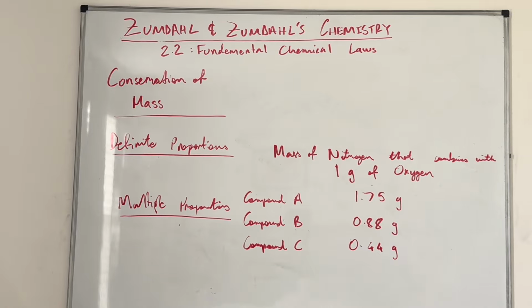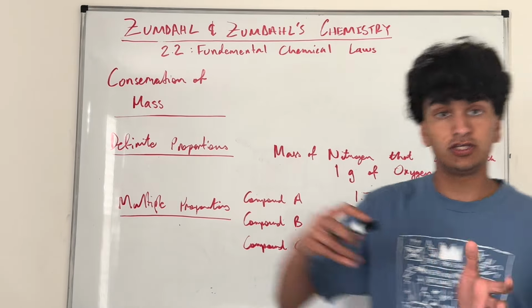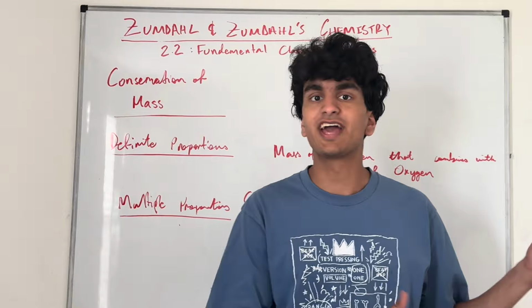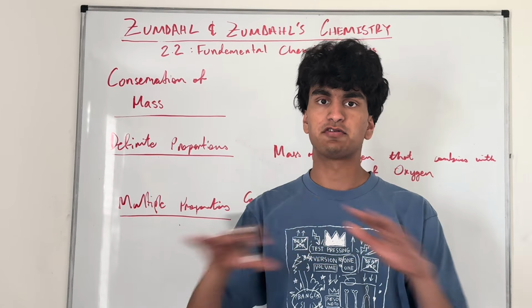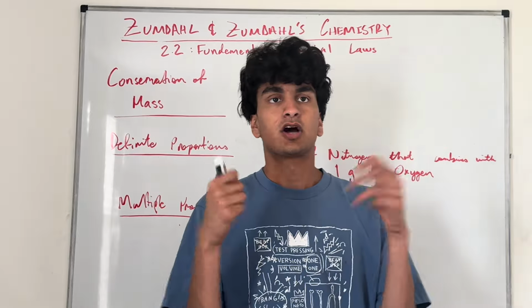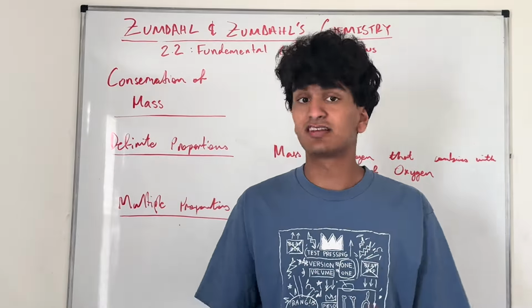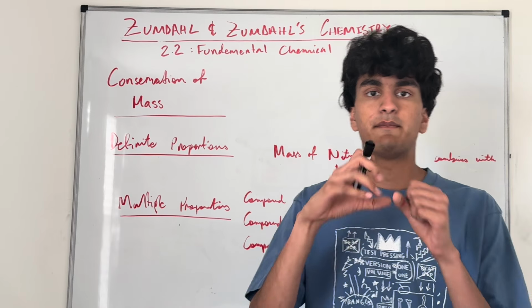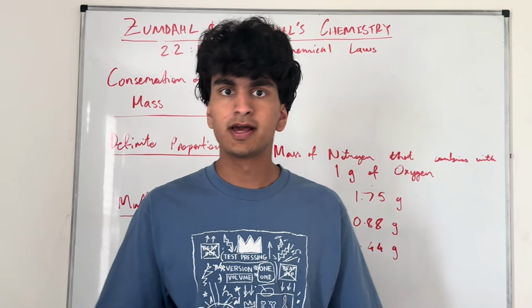Three of some fundamental chemical laws that you don't really use moving forward in chemistry, but they kind of lay some foundational ideas. And the first one is conservation of mass. If you've taken a science class before, you've heard of it, right? It's this idea that mass cannot be created nor destroyed.